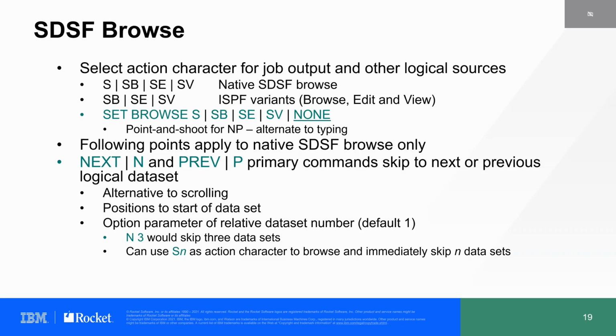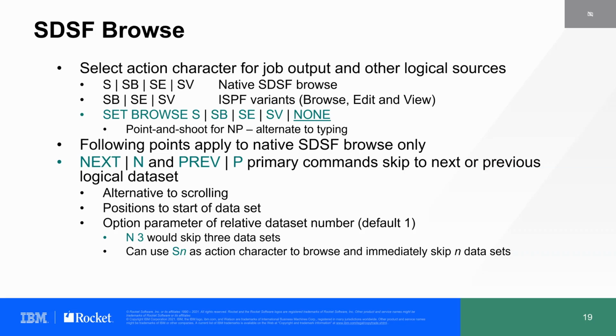The way we do it internally is we have to go out and allocate each individual JES dataset and create a concatenation of datasets. So when you initially go in with S, you're at the top of that concatenation. Doing NEXT and PREVIOUS allows us to skip to the start of the next or previous logical dataset. It's a really nice way of skipping through things that you're not interested in. And you can give us a relative dataset number as a parameter to NEXT and PREVIOUS as well. So if you do something like N3, that would skip 3 datasets and position you on the 4th.